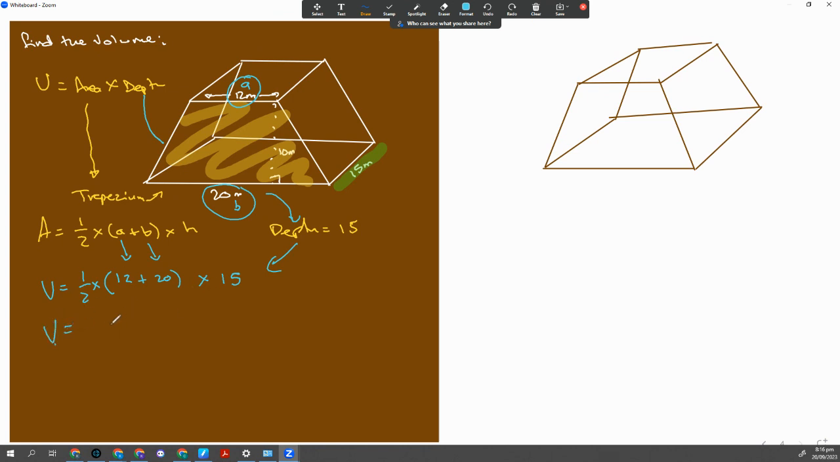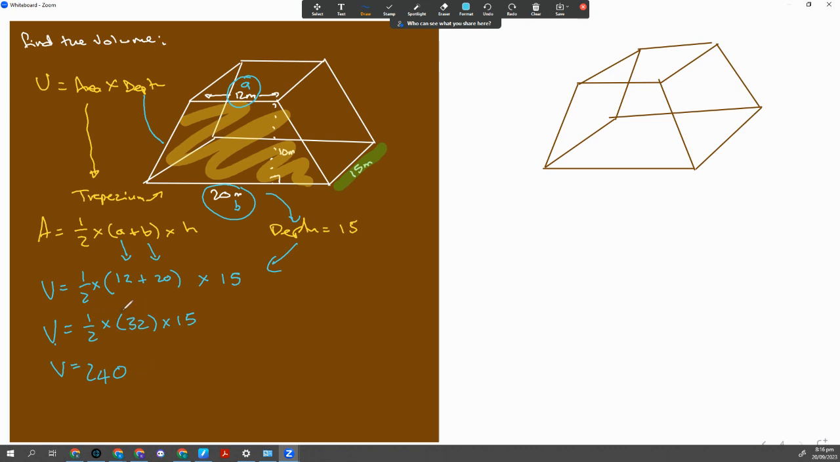So volume is equal to half. Let's do the brackets first, BODMAS. 12 plus 20 is 32. Brackets. And now we have multiplication all the way across. We can use a calculator and we go half times 32 times 15. Let's put it on a calculator. And that's 240. So 240, don't forget this is what we're calculating first.